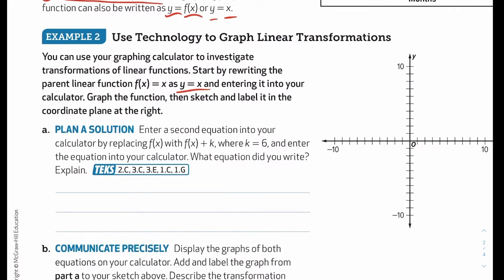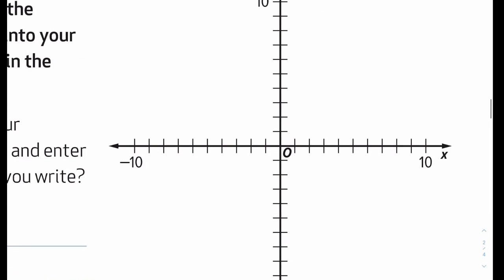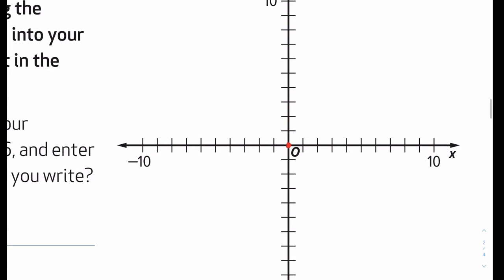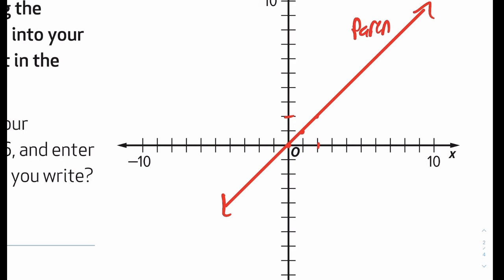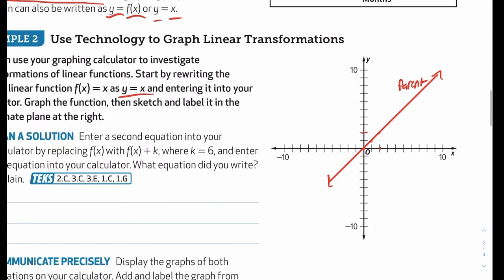Then what does it say? Graph the function, sketch it, and label it. Okay, well, y equals x is a super easy graph because it goes through the origin, and then every time x moves up by 1, the y will also go up by 1. All right, there's my parent function.